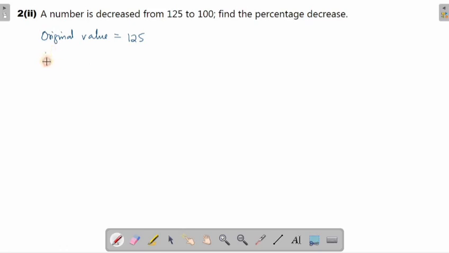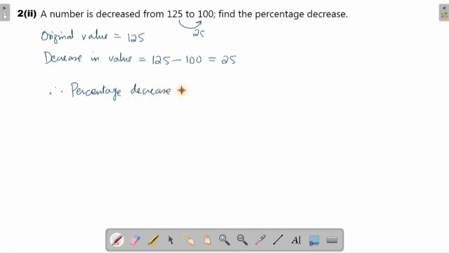Okay, now this time decrease in value. By how much is it decreased? It is decreased by obviously 125 minus 100, which is how much? It is exactly 25, isn't it? You clearly see that it is decreased by 25. So the decrease in value is 25. So therefore percentage decrease, that's what the question is asking you to find. As per that formula, we have change in value, that is decrease in value, divided by original value, into 100%.